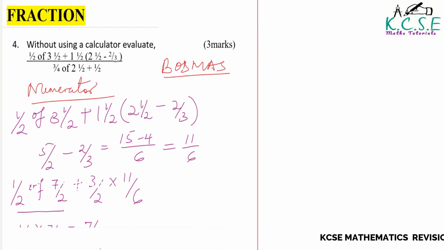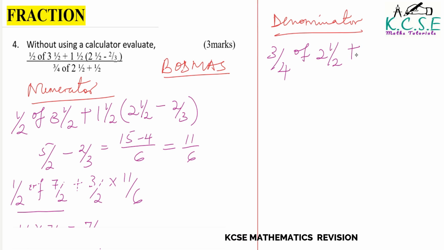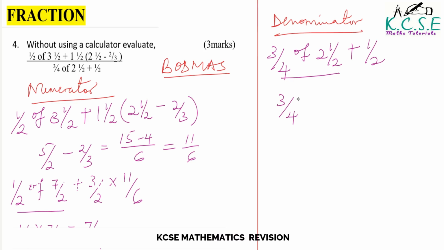Now let's go to the denominator. For the denominator, there is 3 over 4 of 2.5 plus a half. So there are two operations: there is "of" and there is addition. So according to the law of BODMAS, "of" should begin. So 3 over 4 of, the same as multiplication, 5 over 2, which is 2.5.